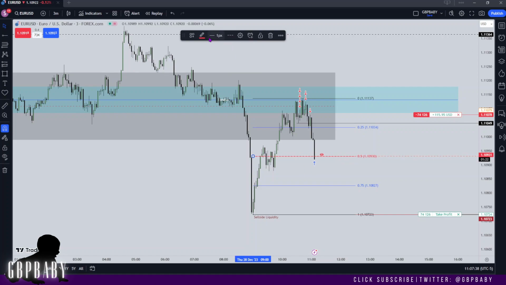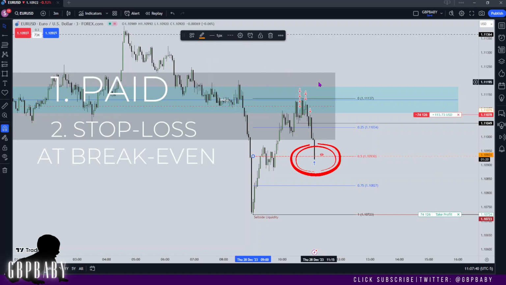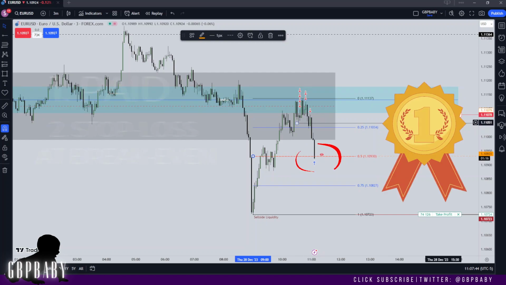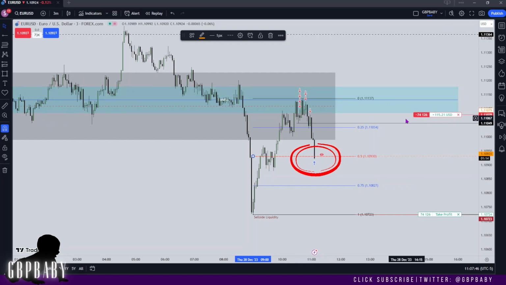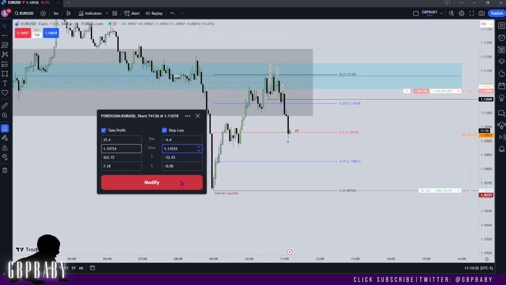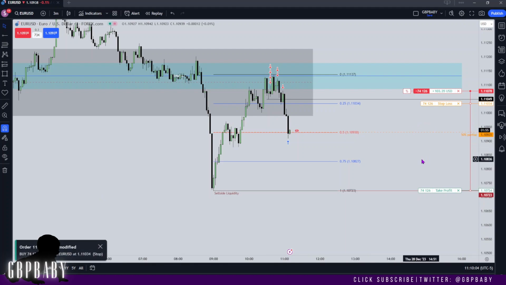And then that means that I'm one, paid, and two, now my stop loss is at break even. So I've already won basically, and that puts me in a nice secure position to hold on to the rest of the trade without any worries, without any stress, and to feel confident about the trade execution as a whole.